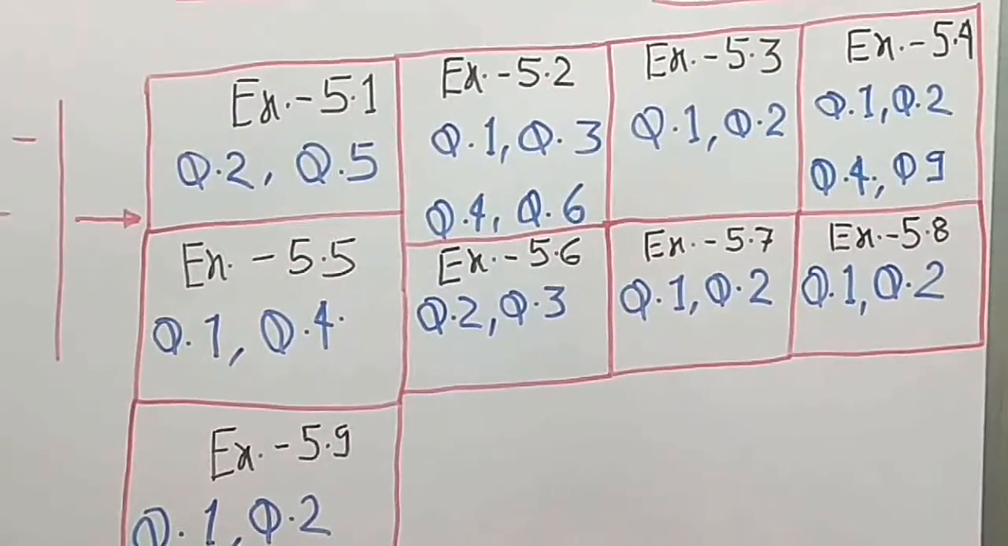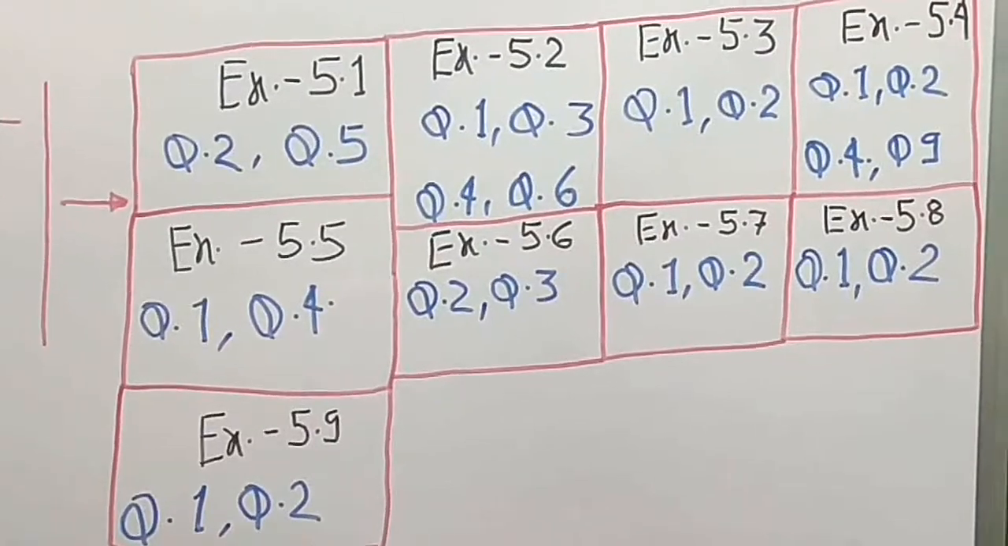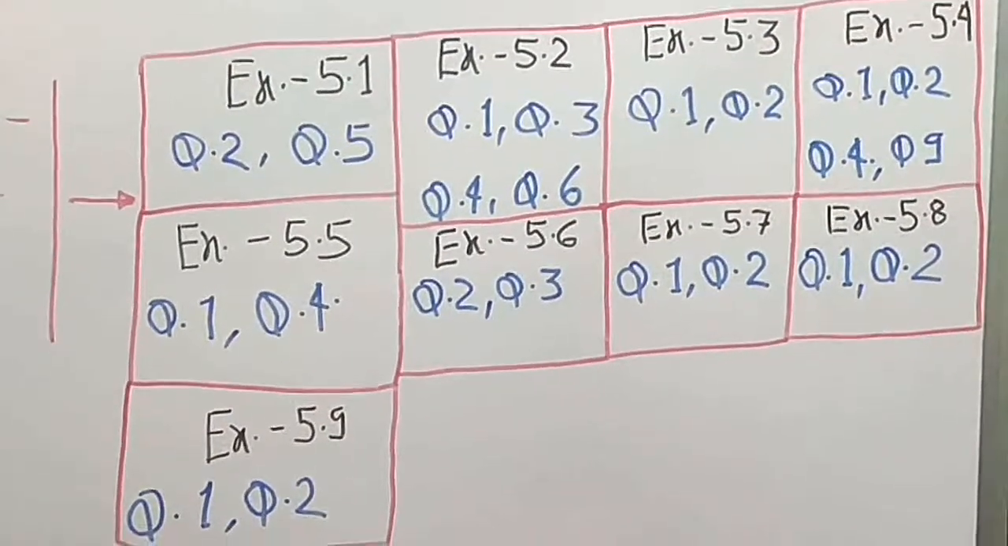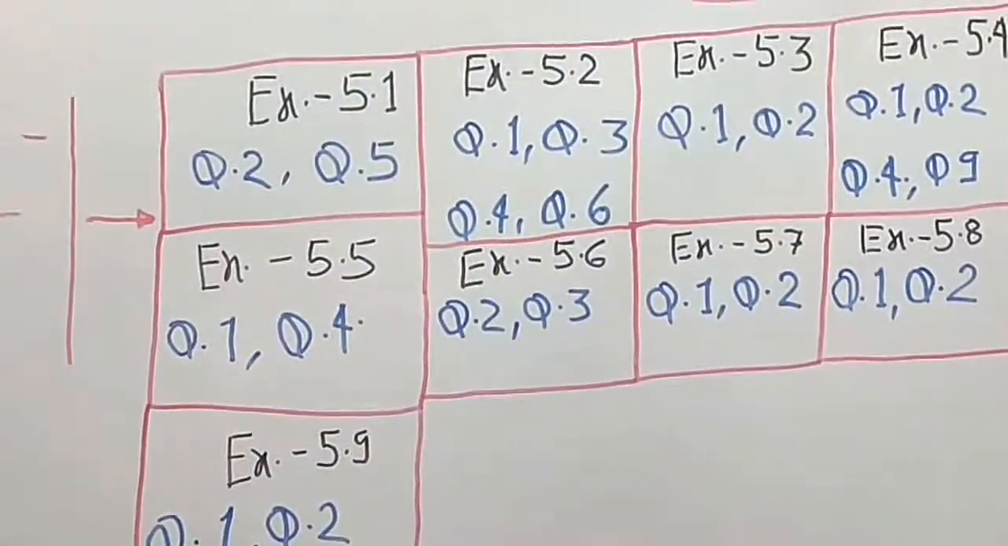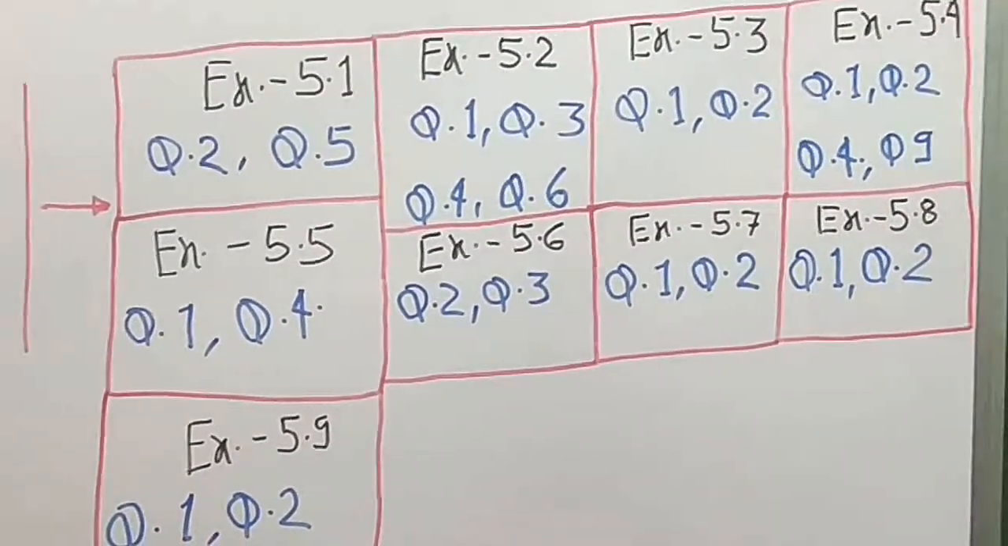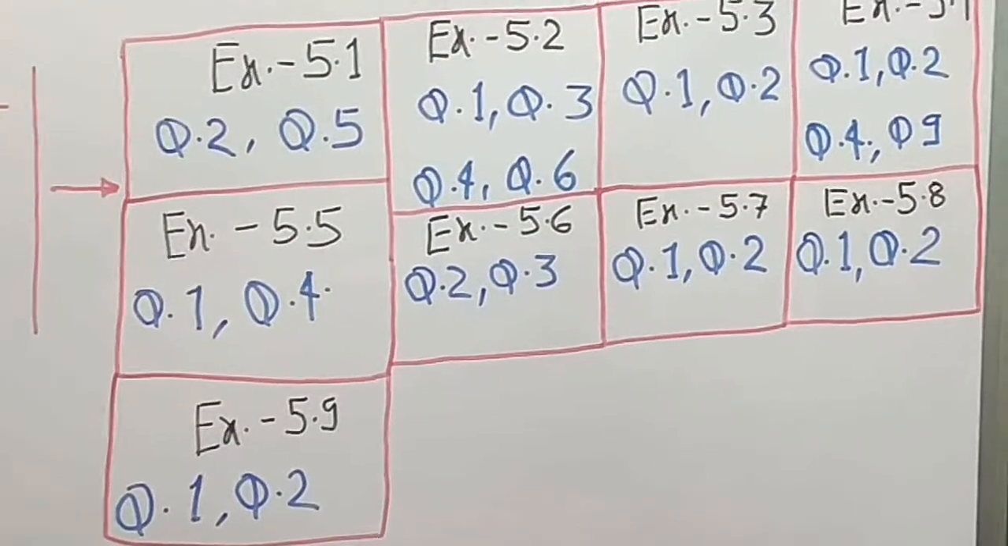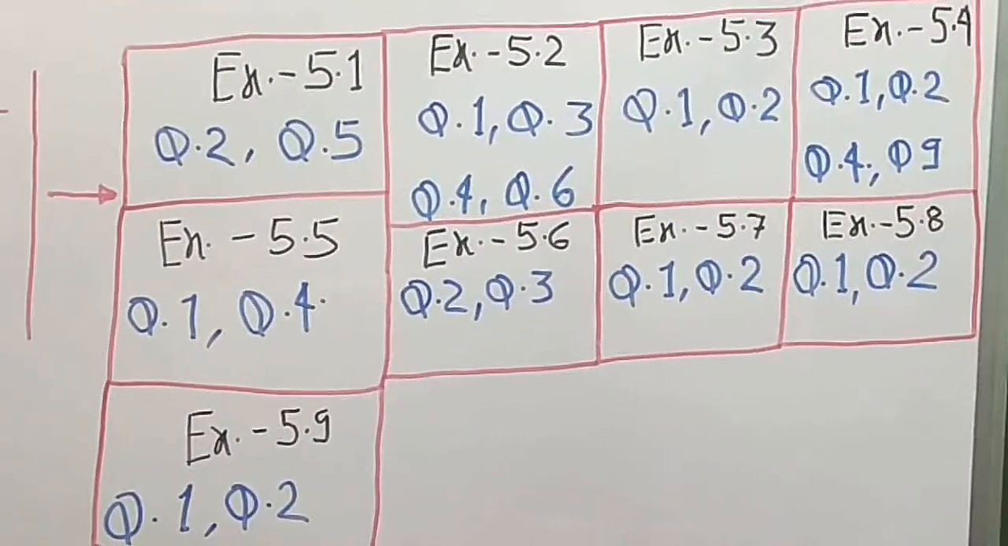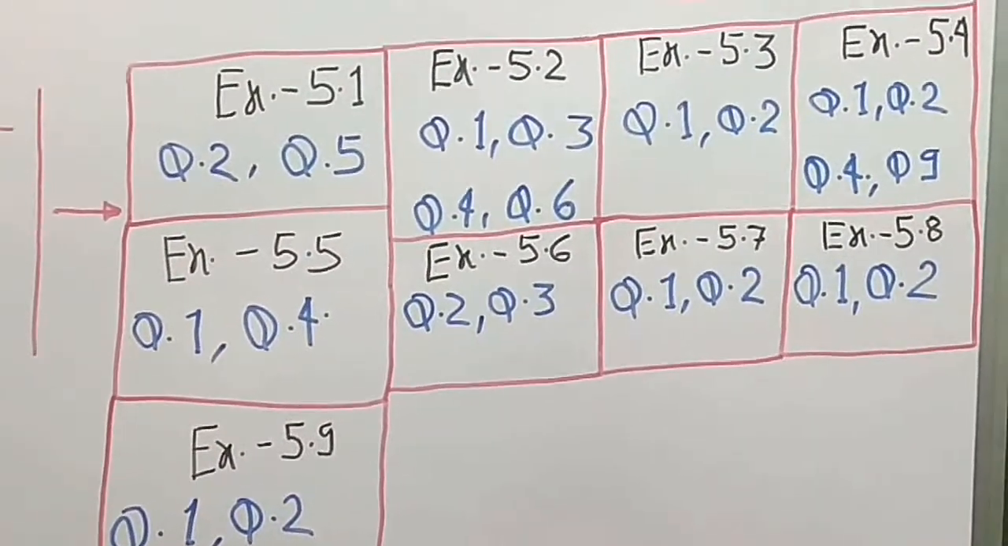Now the exercise 5.3. In this exercise, question number 1 and question number 2 are the important questions. Number 2 is match the following. It is based on the family of angles. So you watch our video based on the family of angles. It is available on our YouTube channel. You can watch from there.